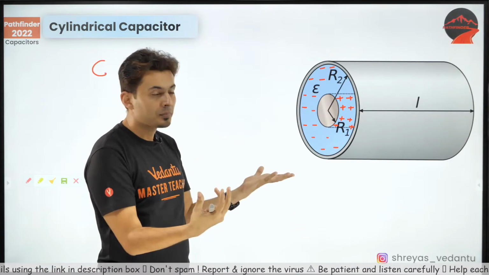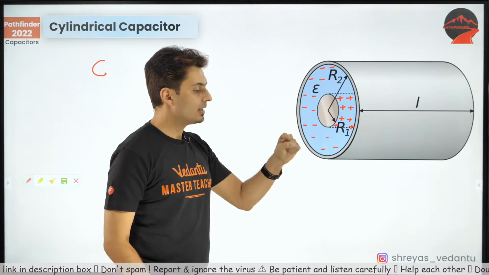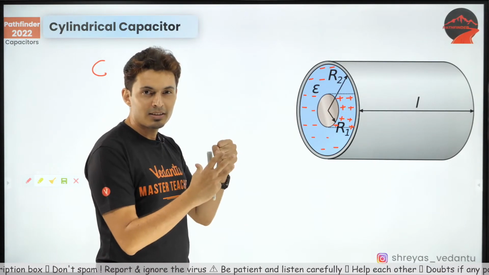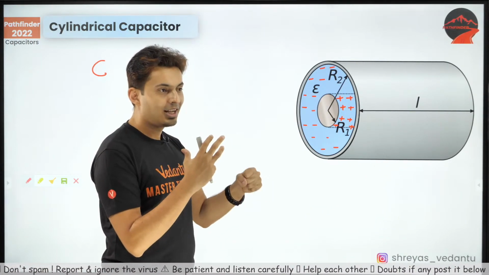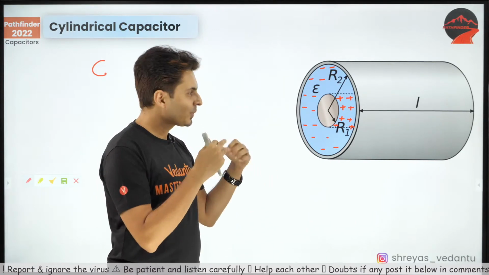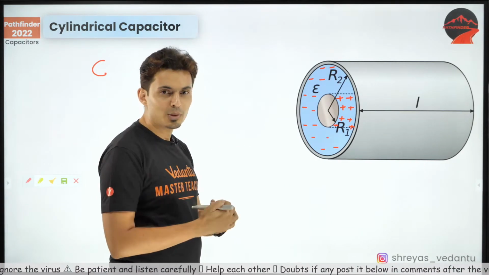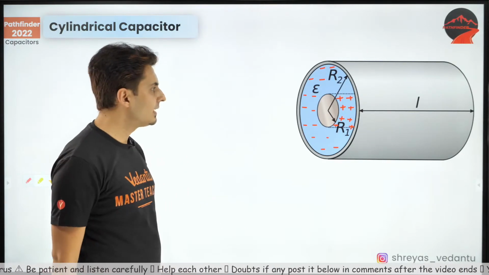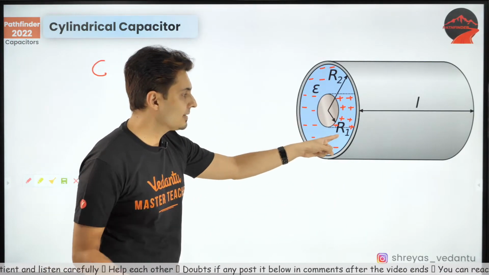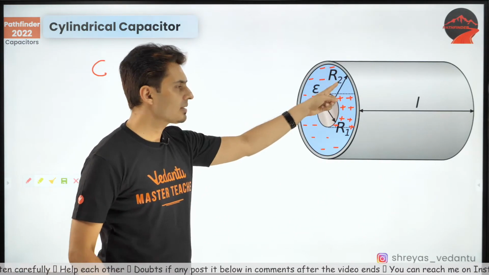So what will happen? There is some potential difference, inner, outer. Charges are opposite, and that means it's like a capacitor. Fields are going from in to out. So yes, that's called a cylindrical capacitor. Inner radius is R1, outer radius is R2.